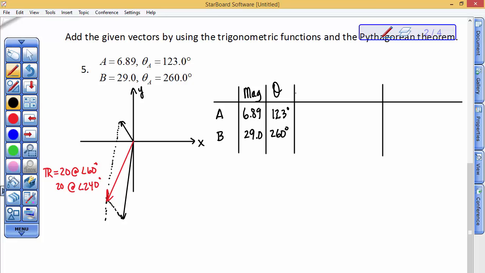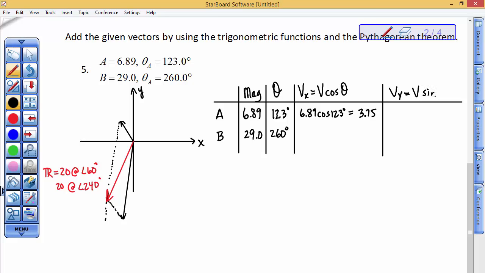So remember, from a previous section, we found that the x component of the vector could be found by taking the magnitude times the cosine of the angle, especially if it's in standard position. So this 123 degrees is in standard position. So if you would type 6.89 times the cosine of 123 degrees, I'm not going to demonstrate these. I think you're fine. Got to be sure you're in degree mode. You'll get 3.75.